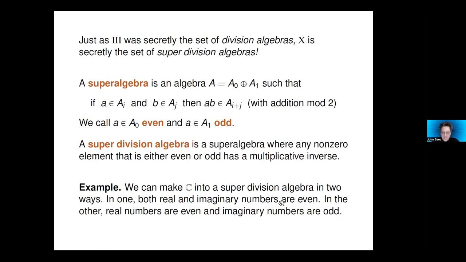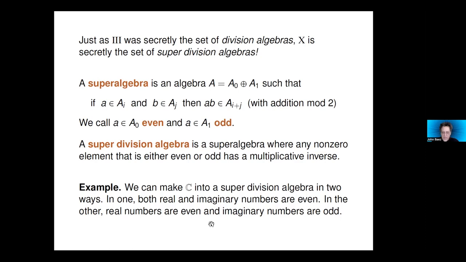superdivision algebra. But there's another way where you take the real numbers to count as even, so the subspace of real numbers is even, and the subspace of imaginary numbers you take to be odd, and then that indeed has this kind of property here, right? Like imaginary times imaginary is real and so on. So those are distinct superdivision algebras, even though they both come from the same division algebra. So that's basically part of the trick for how we get so many of them.